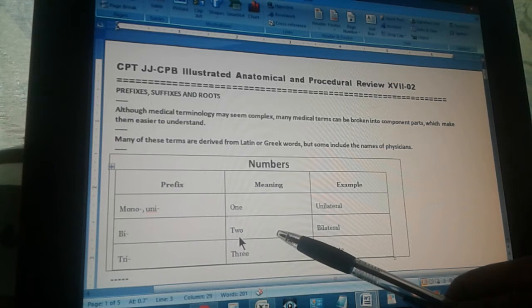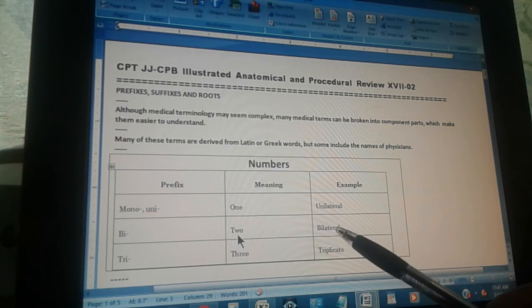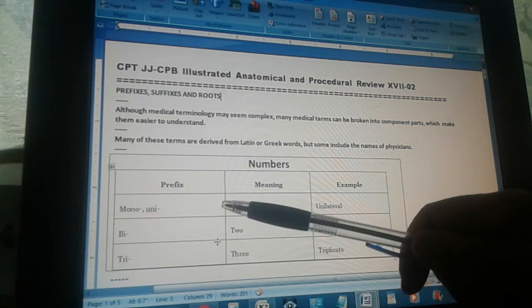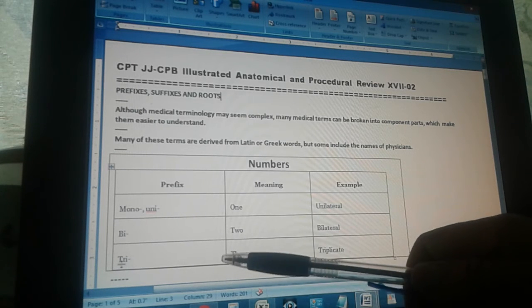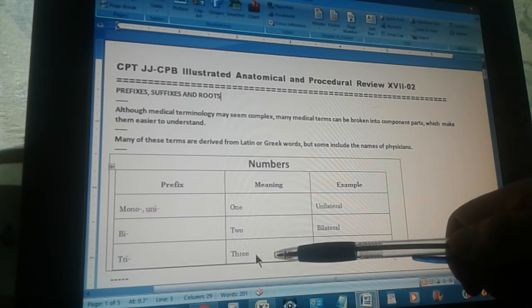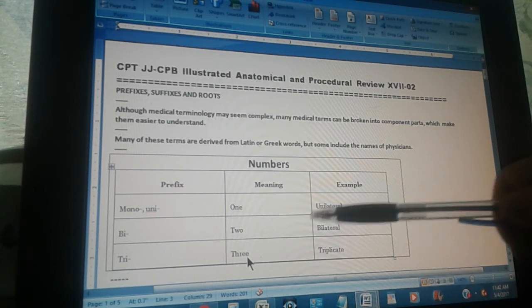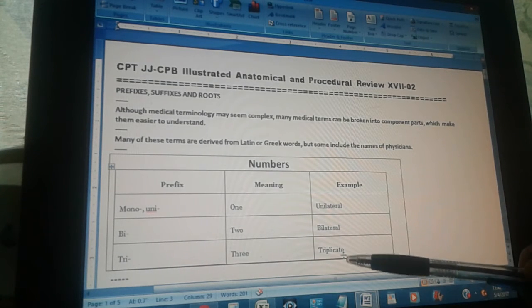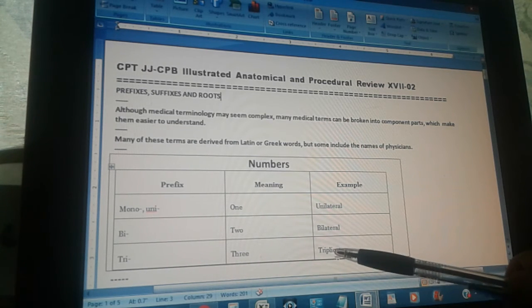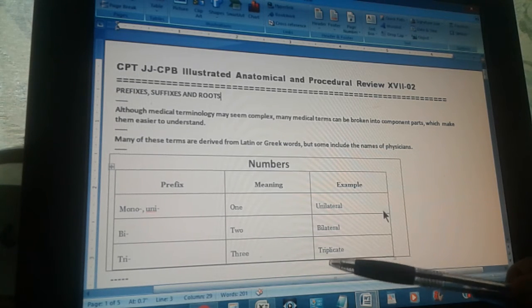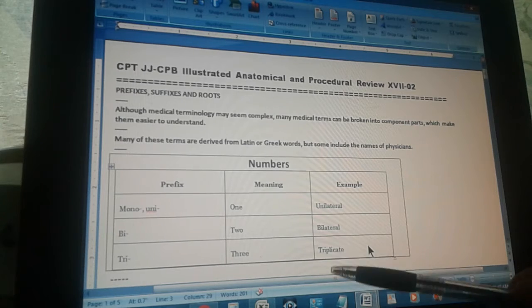It means two. An example is bilateral, two sides. Now the third prefix that we have is tri, which means three. You pronounce it tri or tri depending on how many consonants follow. In this case, there are two consonants, P and L, so it's triplicate. If it were just one consonant, like in tripod, then it would be tri.